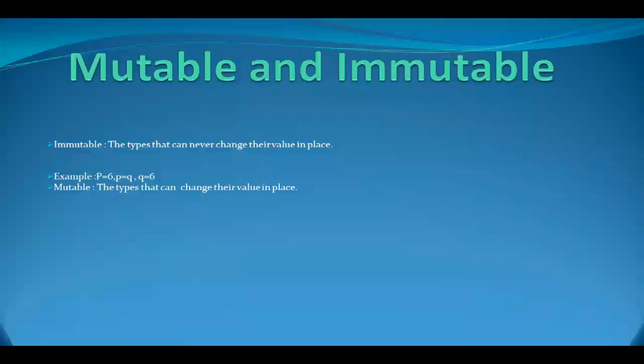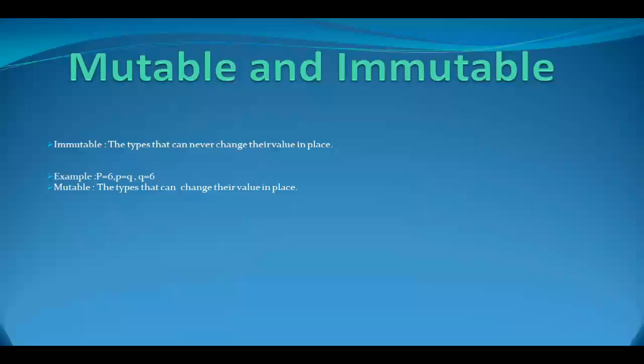The Python data objects are basically divided into two main categories, mutable and immutable. Let us now try to understand these two terms and their meaning in the Python data types. You know that the term mutable is related to something that is changeable or modifiable, and immutable means not modifiable. Immutable types are those types that can never change their values in place.